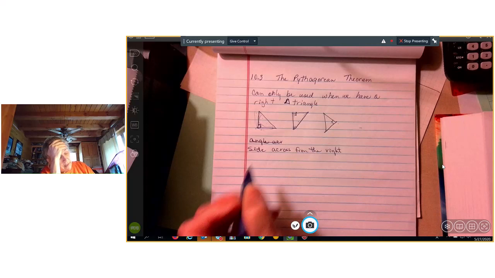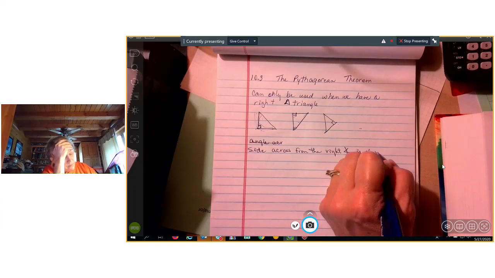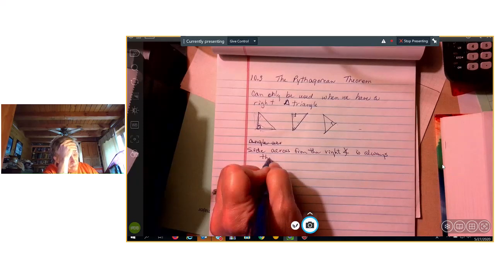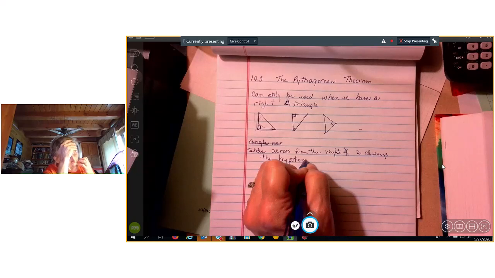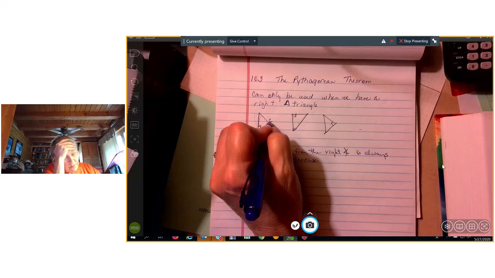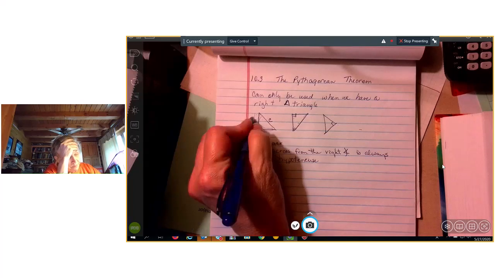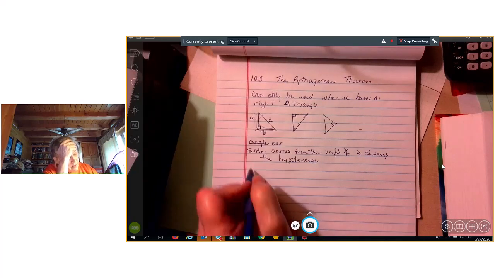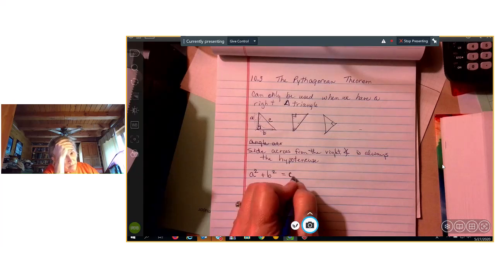Just always know that the side across from the right angle is always the hypotenuse. So this one is generally what we call C. It doesn't matter which leg you call A and which leg you call B. But the Pythagorean theorem says that if I take side A and square it and add it to side B squared, that's going to equal side C squared.